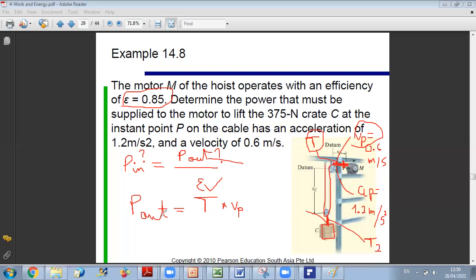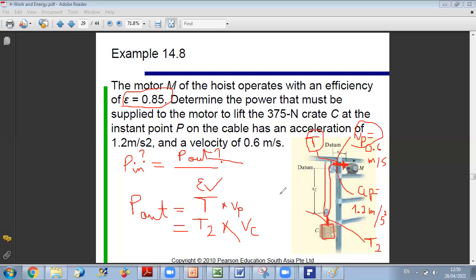I have that the output power will be, in this case, T2 times which velocity? Which is 2T. The velocity of C. Okay, so it will be T2 times VC. And we will see that it is the same, because if we find the relation between VP and VC, and the relation between T and T2, we will get the same result at the end.